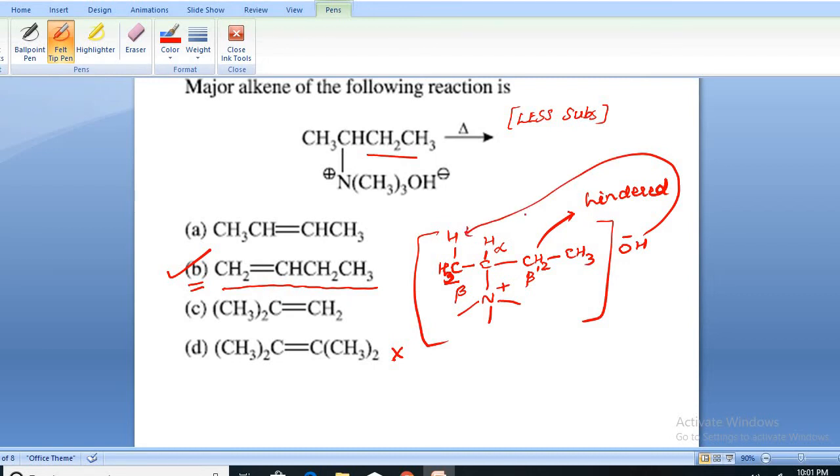So the moment OH minus attacks this less hindered hydrogen, the bond shifts over here, nitrogen gets the lone pair back, and that's how you will be getting something like this: CH2 double bond CH, and then you have CH2, and you have a CH3. Yes, so basically this is the answer. Again, very, very simple to understand.